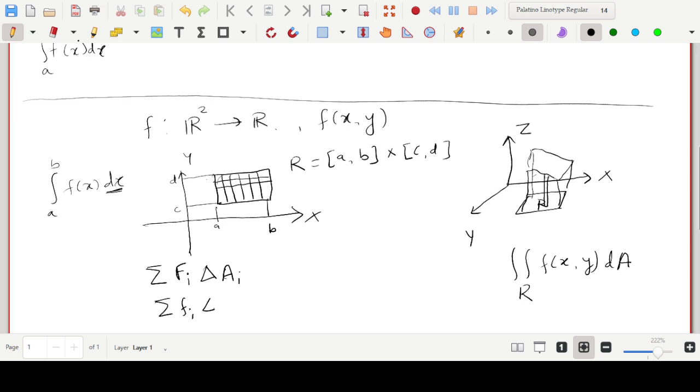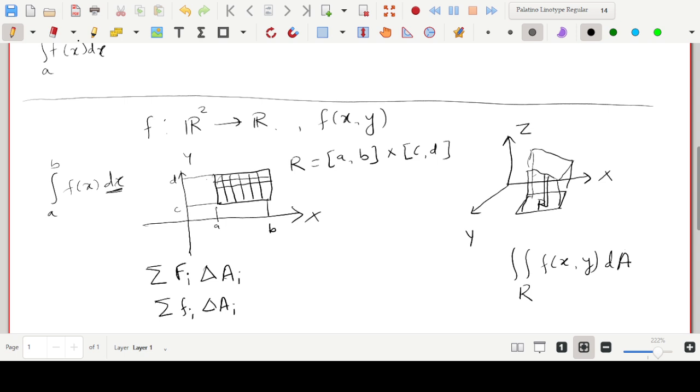So this is delta AI, where delta AI is the area of this small rectangle. Capital Fi delta AI gives us the upper bound on the volume of the solid, and small fi delta AI gives us the lower bound on the volume of the solid, because both of them approximate the volume, but this overestimates whereas this underestimates the volume.